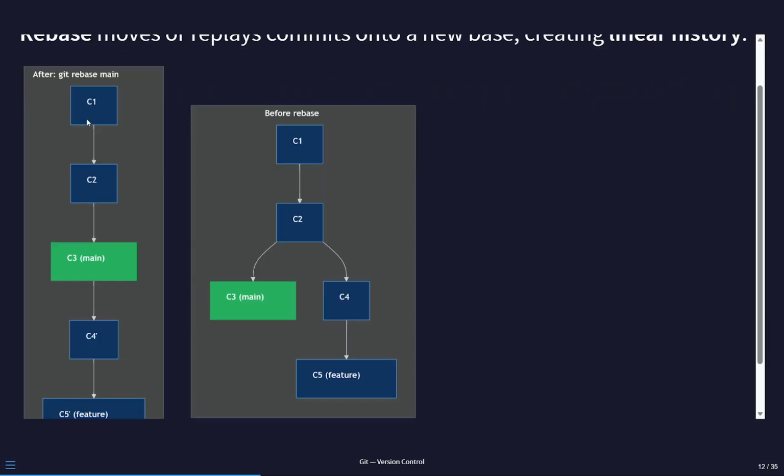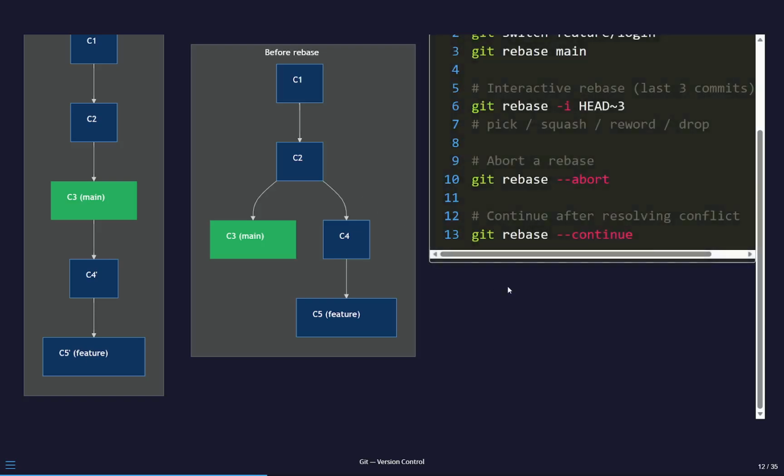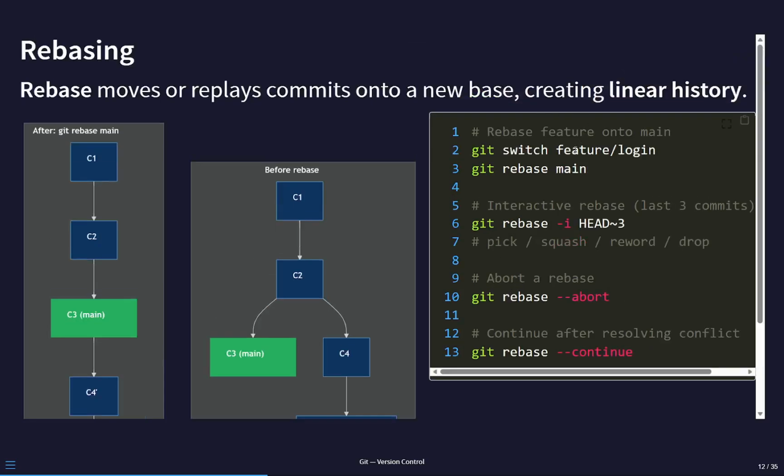Git detaches C4 and C5, moves the base to C3, which is the tip of main, and reapplies C4 and C5 on top, creating new commits, C4' and C5'. They contain the same changes as before, but they are technically new commits with new hashes, because their parent is now C3 instead of C2. The result: a perfectly linear history that reads as though the feature was always built on top of the latest main. Click. The commands: git switch feature/login, then git rebase main.